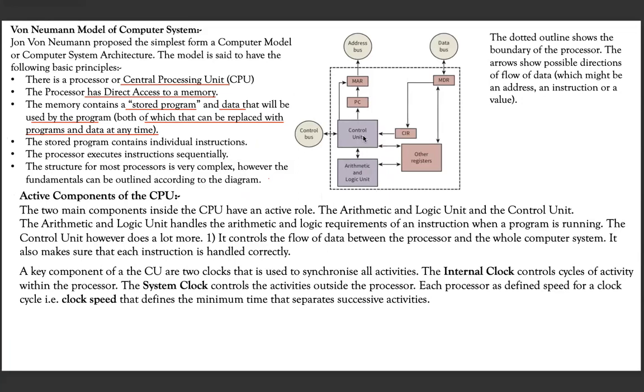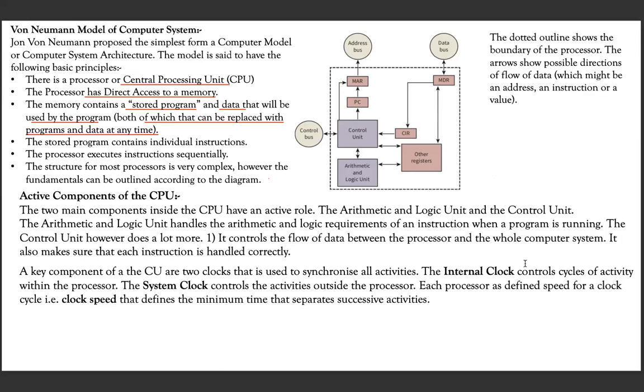How is it making sure they're synchronized? By using two clocks. There are internal clocks, and then there's the system clock. The internal clock represents the cycles of activities that are handled inside the processor. And the system clock is maintaining the cycle of activities that are taking place outside the processor. Now, why do we have two different clocks for these activities, internal and system clock? Well, the internal clock obviously operates at a much faster rate because activities taking place inside the processor happen at a lot faster speed than activities happening outside the processor.